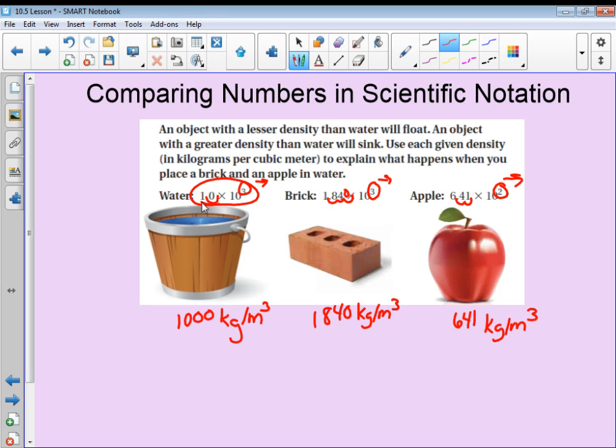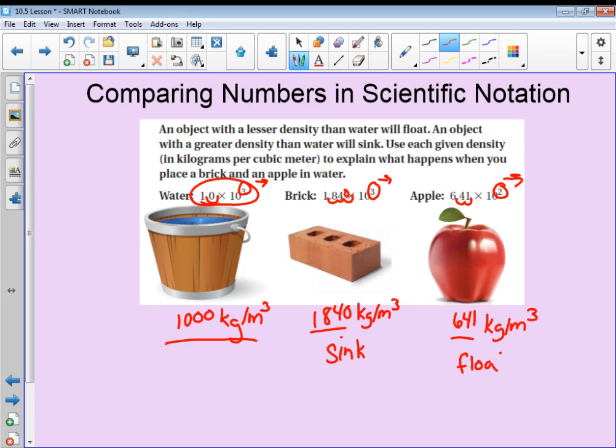Okay, so now they want us to go through and compare. So you have water that's 1,000 kilograms per cubic meter. Anything that's above 1,000 is going to sink. So our brick, well, this is above 1,000, this is going to sink. Anything below 1,000, this is our reference point, is going to float. So this is below, this is going to float.